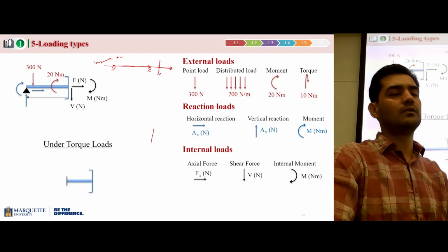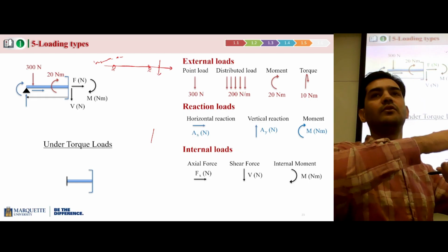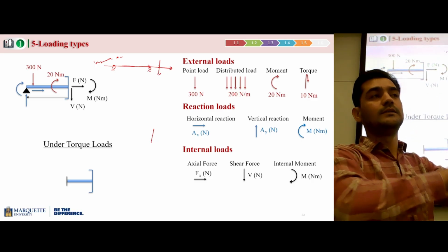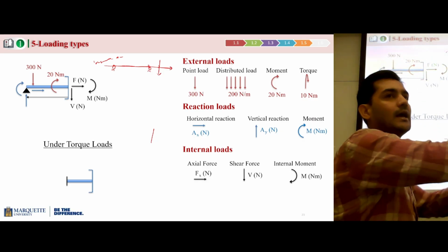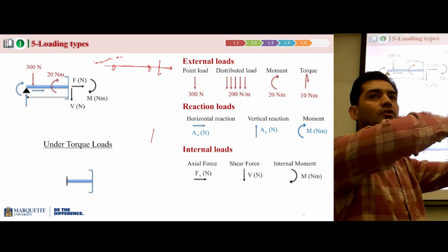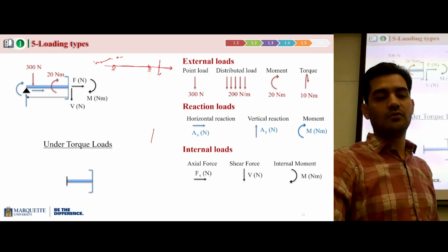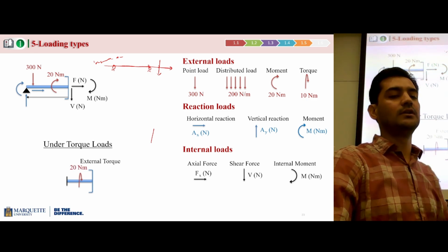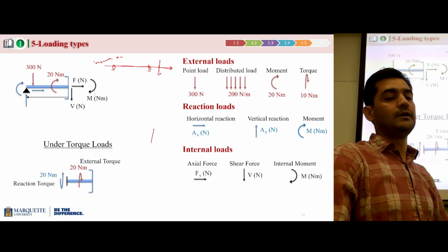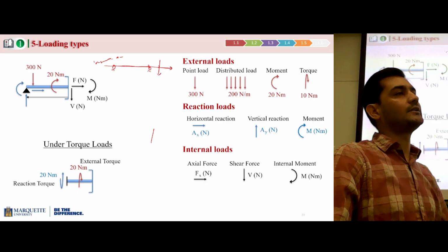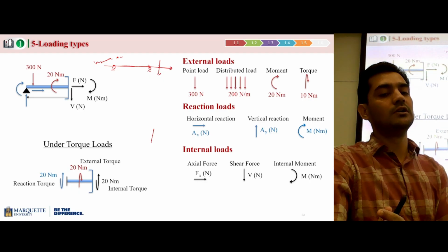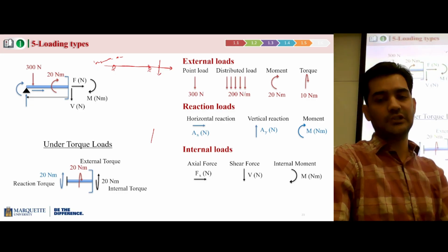There's another thing, torque, which causes twisting. Have you heard about torque before? Torque is basically similar to moment, but in another direction. Moment causes bending, but torsion causes twisting. So just in case you have an external torque, if it's a fixed support, you're going to have a reaction to the torque, and you can expose the internal torque by cutting a section.